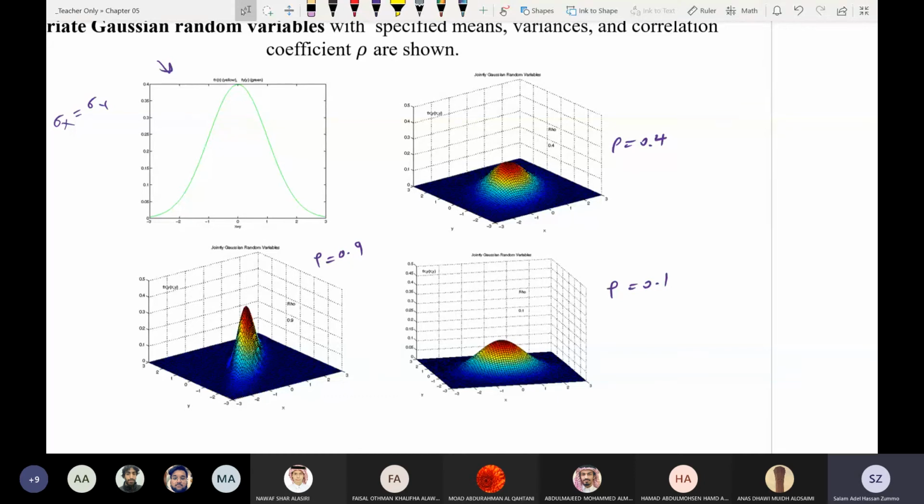You can see that when rho equals 0.1, the PDF is like a circular bell shape, because it is close to zero. There isn't much tilting. When rho equals 0.4, you start to see some tilting. You feel it has moved a little. When rho equals 0.9, you can see how tilted it is.